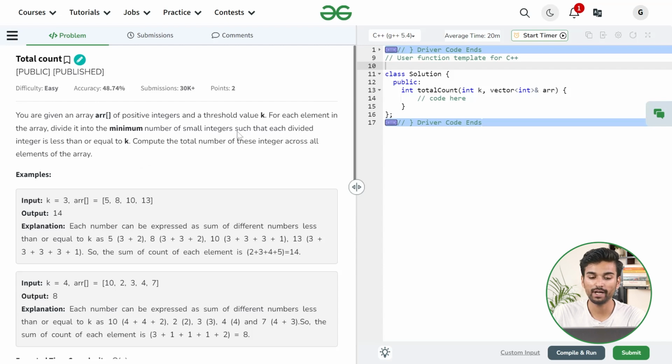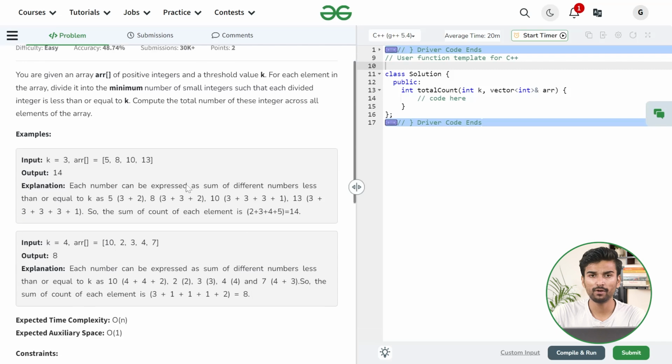What is k? So k is the threshold value that is given to us, right? And also it is given that we have to divide it into the minimum number of small integers. So compute the total number of these integers across all the elements of the array. So this is the problem statement.